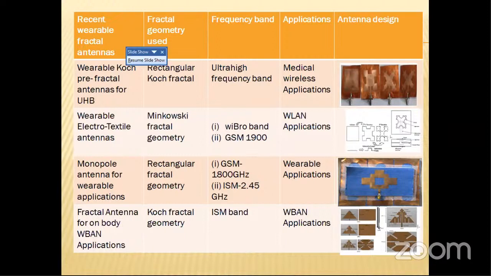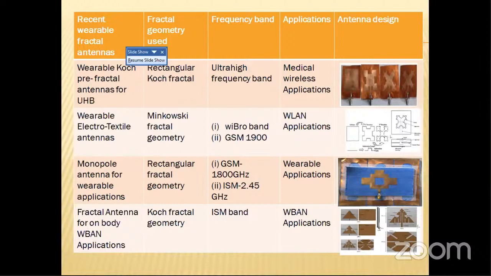The third antenna is a monopole antenna for wireless wearable application. The geometry used in this antenna is rectangular fractal geometry, and it is designed for the frequency bands GSM and ISM. It is designed for wearable applications.